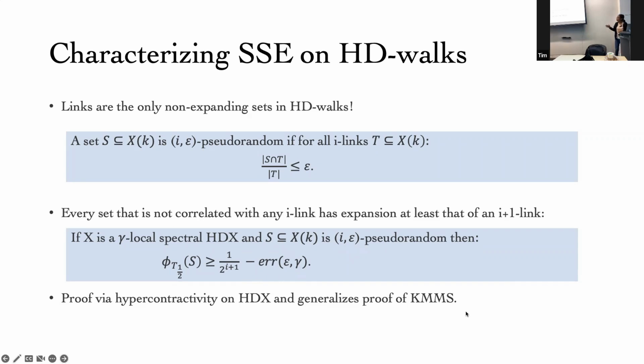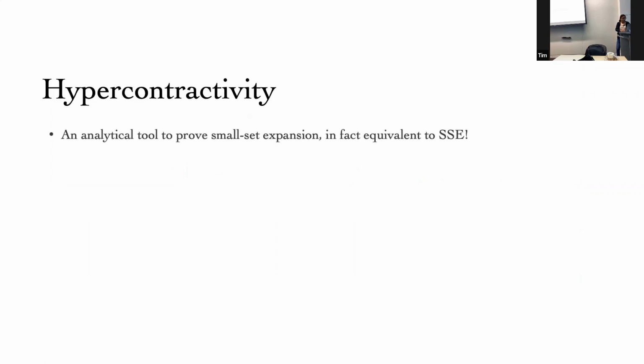And this proof goes via hypercontractivity. And as I said many times, it generalizes the Johnson proof. So I'll just give a very quick overview of the proof. So firstly, what is hypercontractivity? It's an analytic tool to prove these expansion properties in graphs.